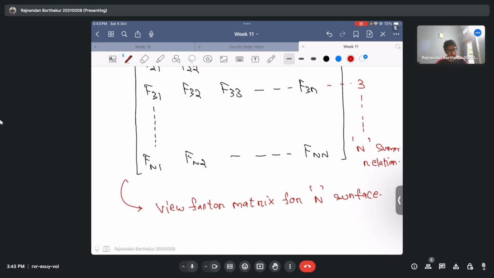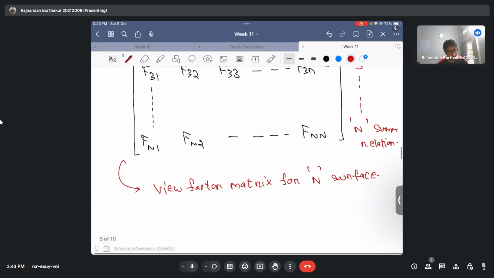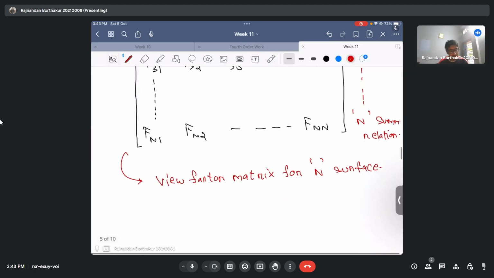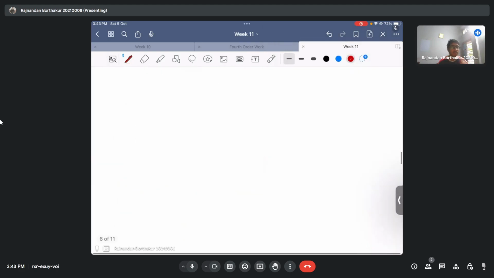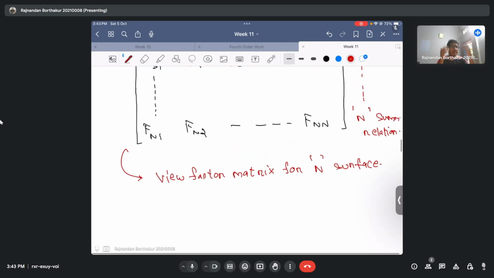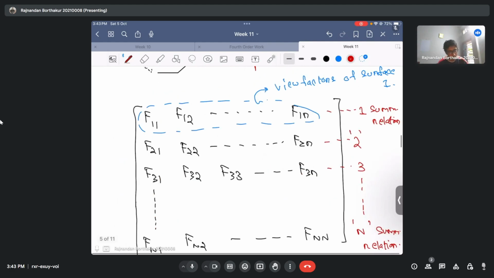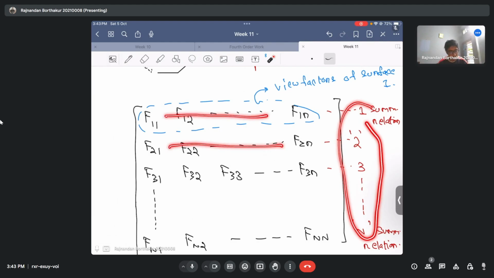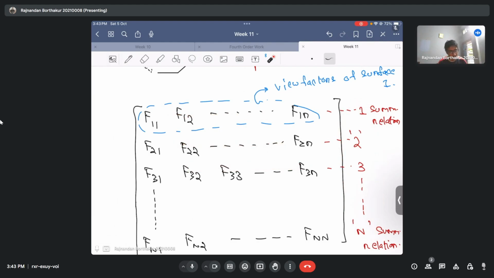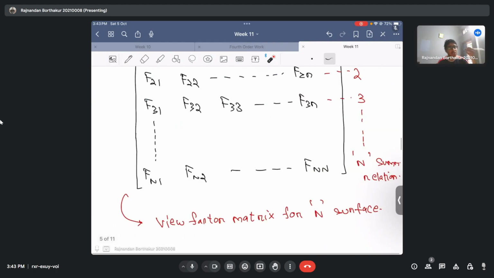Which means that out of these n squared view factors, n view factors can be determined by using n summation rules, because the summation rule will give us n equations, as we just saw. If we write the summation rule for all these rows, there will be n summation rules coming from these n surfaces, which means n view factors out of this n squared can be determined from the summation rule.